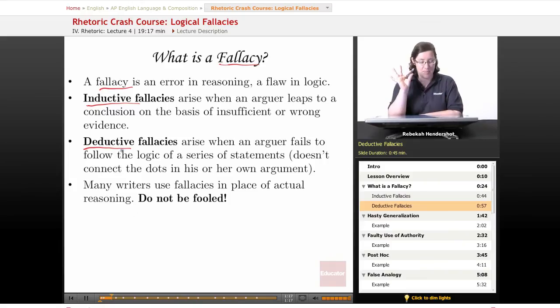Now, here's the problem. Many writers use fallacies in place of actual reasoning. You'll see them used often in advertising, in political discourse. They're all over the place. Do not be fooled, especially on the exam, because I guarantee you, if there are logical fallacies in the passages you're writing about, the essay readers for the AP test will know about them, and they will expect you to spot them. So, if you see a logical fallacy, don't be fooled.